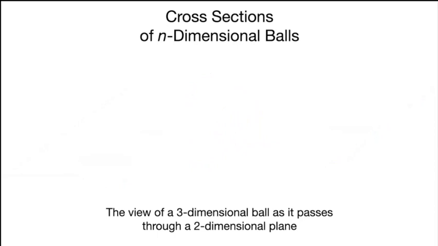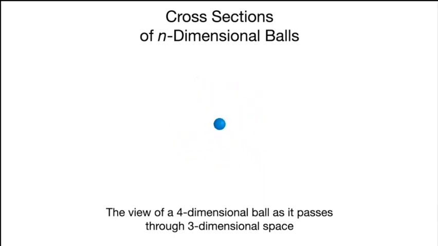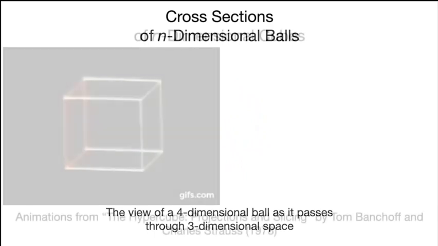You could do exactly the same thing to imagine what a four-dimensional ball would look like if it were to pass through our three-dimensional world. It would begin as nothing, and then a point would show up, and then a little solid ball, and that solid ball would grow like a three-dimensional ball, and then it would shrink again and disappear. So that is what it would look like if a four-dimensional ball were to pass through our three-dimensional existence here. Okay.